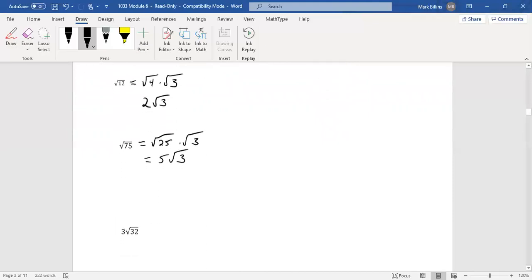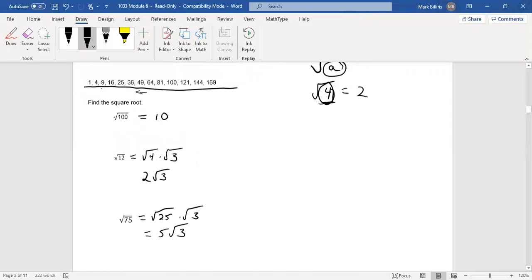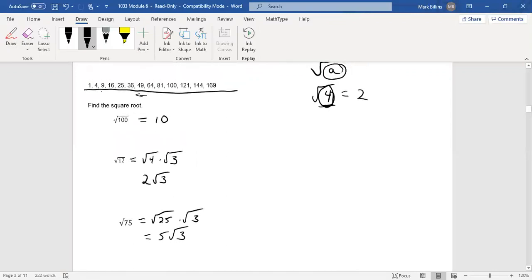Our next example is 3 square roots of 32. So what I'm going to do is look at my perfect square factors. I'm going to find the highest perfect square factor that goes into 32. So I start with 25 because that's closest and work my way down. So 25 doesn't go into 32, but 16 does.